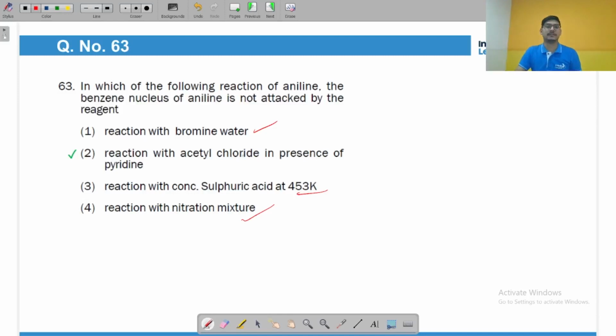But in case of acetyl chloride, the reaction occurs at the NH2 group itself, right? The NH2 group gets converted to NHCOCH3. Okay, so this is the correct answer.